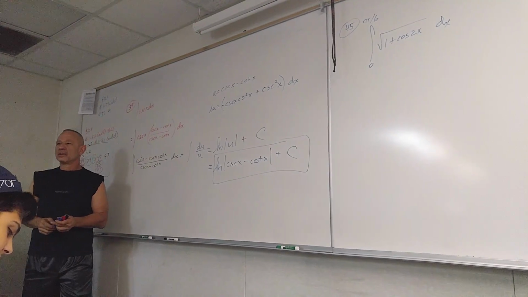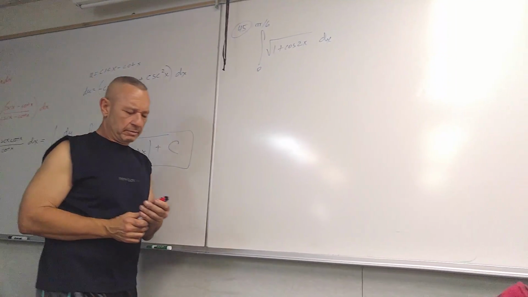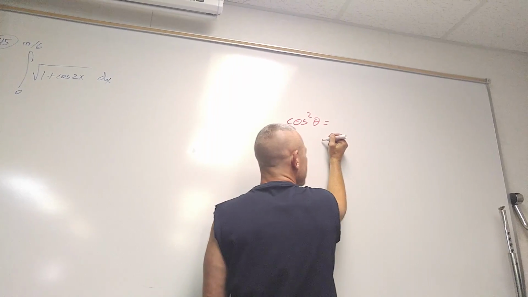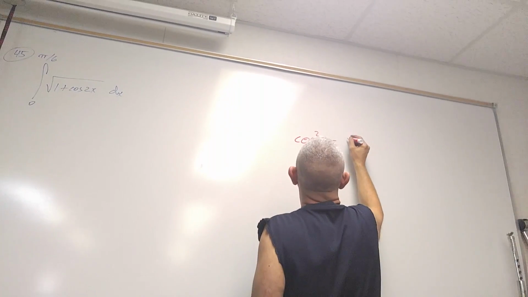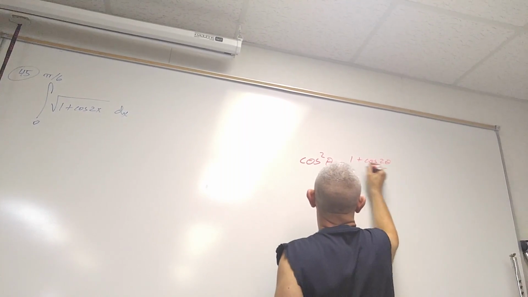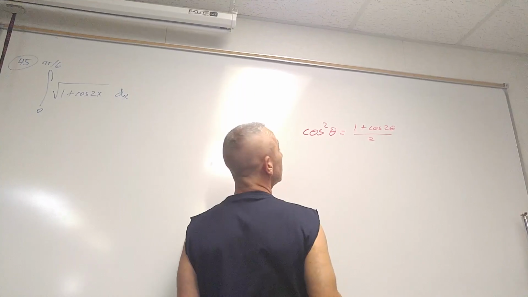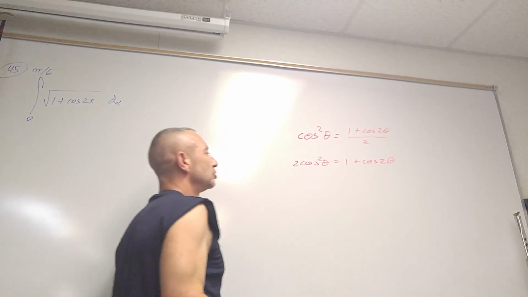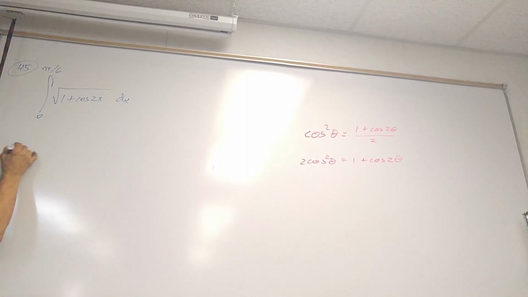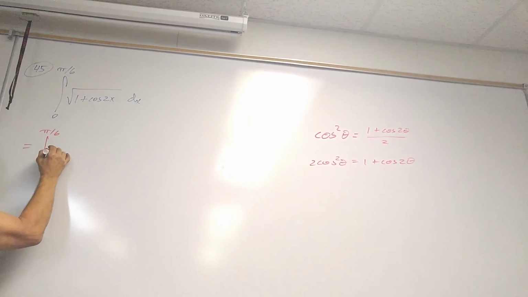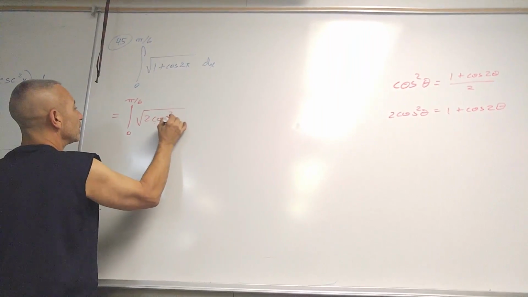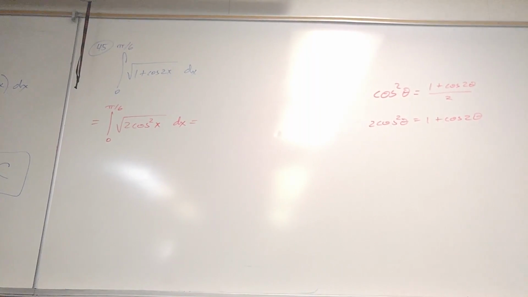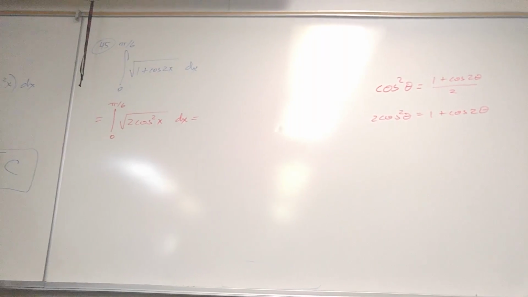Would somebody remind me what that formula was for cosine squared theta? That power reduction formula? I think it was 1 plus cosine 2 theta over 2. Yeah. So let's rewrite this as the integral from 0 to pi over 6 of square root of 2 cosine squared x dx. We don't have to worry about absolute values here because the cosine is positive on 0 to pi over 6.